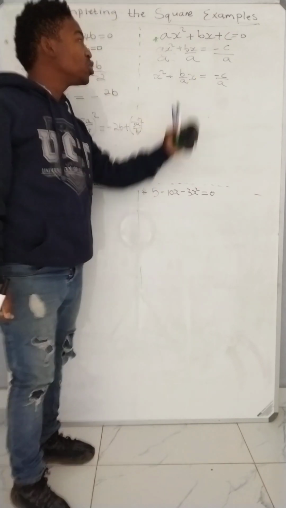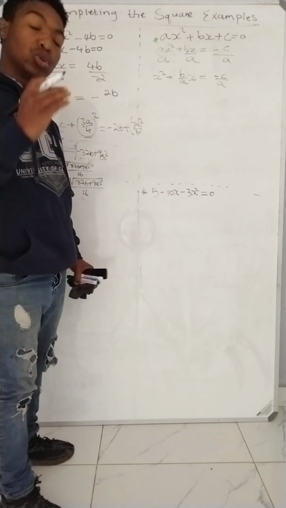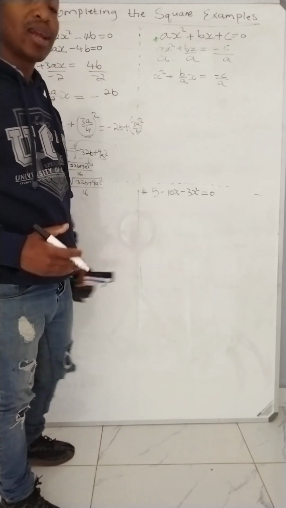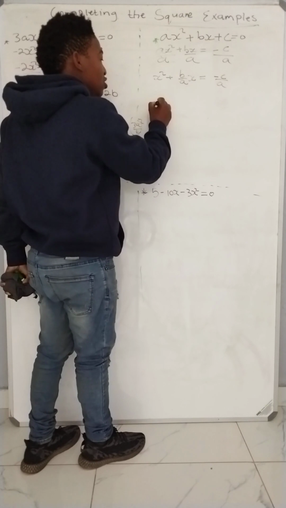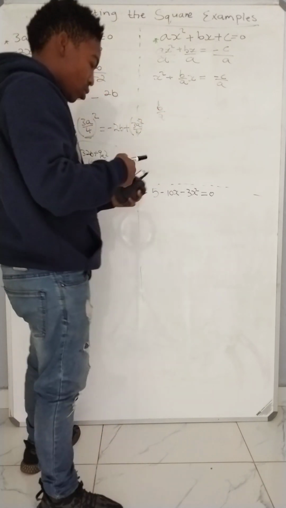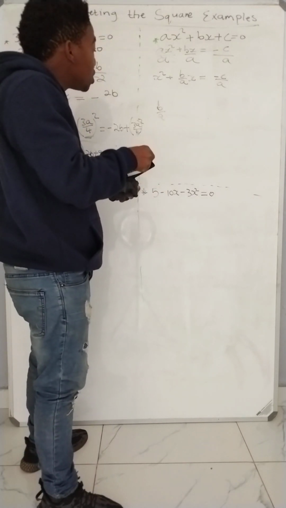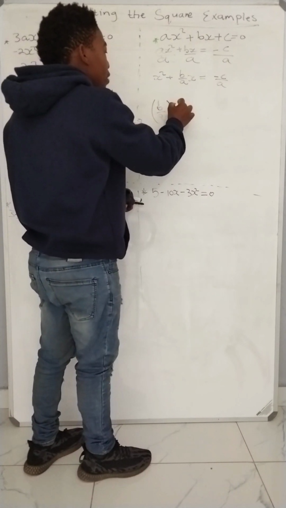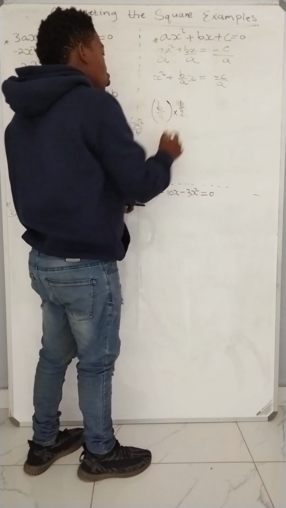Now we are done with the coefficient of x squared. We're going to the coefficient of x. We're going to take half of the coefficient of x and square it, and add it to both the left hand side and the right hand side of the equation. So the coefficient of x is b over a. So we are going to take half of it, meaning we are going to multiply it by half, which is 1 over 2.